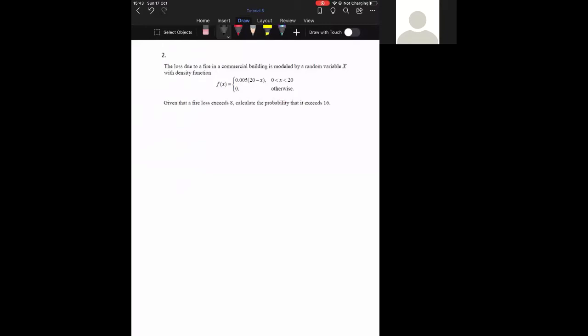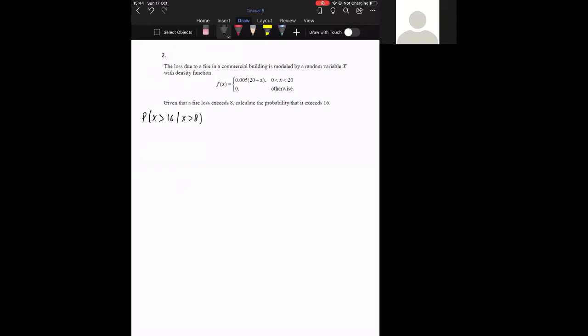Okay, so the loss due to a fire in a commercial building is modeled by a random variable x with density function f of x equal to 0.005 times 20 minus x for values that x takes between 0 and 20, and otherwise it's just 0. Given that a fire loss exceeds 8, calculate the probability that it exceeds 16. So we want the probability that x exceeds 16 given that x exceeds 8.